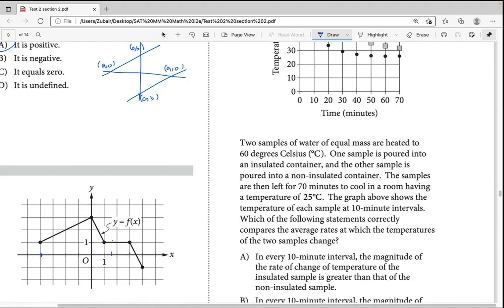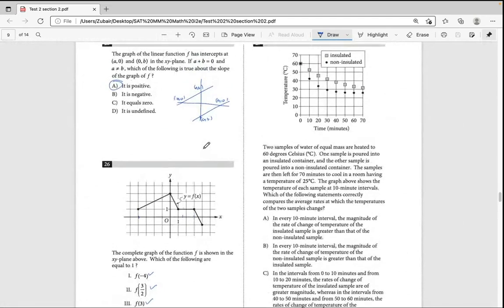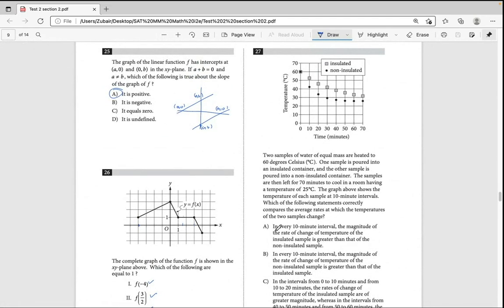Okay, that's the easy one. The statements are just longer. A: in every 10-minute interval, the magnitude of the rate of change of temperature of the insulated sample is greater than the non-insulated. So basically, rate is the gradient, and that's not the same. As you can see, the gradient is changing in both cases.